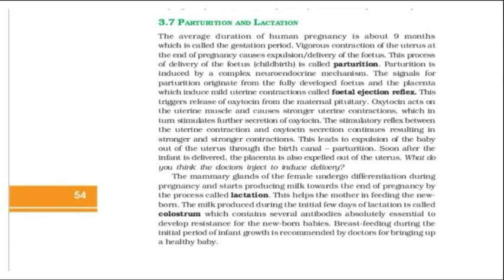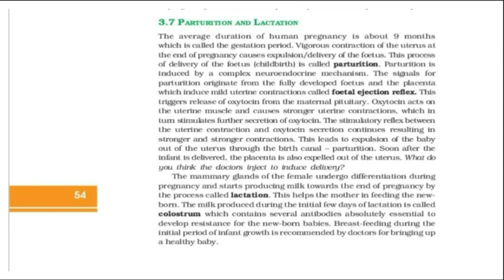ejection reflex. This triggers release of oxytocin from the maternal pituitary. Oxytocin acts on the uterine muscle and causes stronger uterine contraction, which in turn stimulates further secretion of oxytocin. The stimulatory reflex between the uterine contraction and the oxytocin secretion continues, resulting in stronger and stronger contractions. This leads to expulsion of the baby out of the uterus through the birth canal, that is known as parturition. Soon after the infant is delivered, the placenta is also expelled out of the uterus. What do you think the doctors inject to induce delivery?